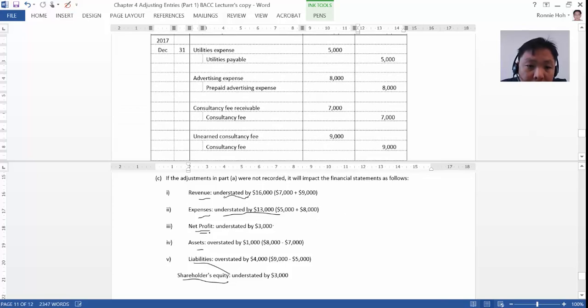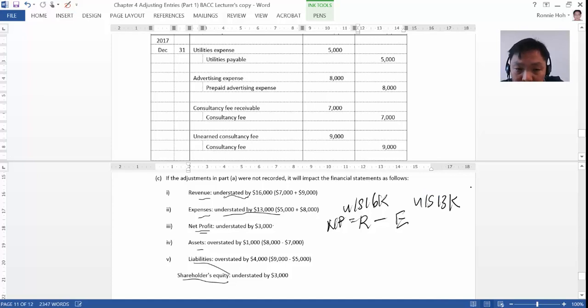Now when it comes to part 3, if you remember, net profit is a result of essentially taking your revenue minusing your expense. And you have already worked out the impact on revenue and expenses in part 1 and part 2. And we stated that in revenue, we have understated it by 16k, and expenses, we have understated it by 13k. Now let's look at each one of them to see their impact on net profit.